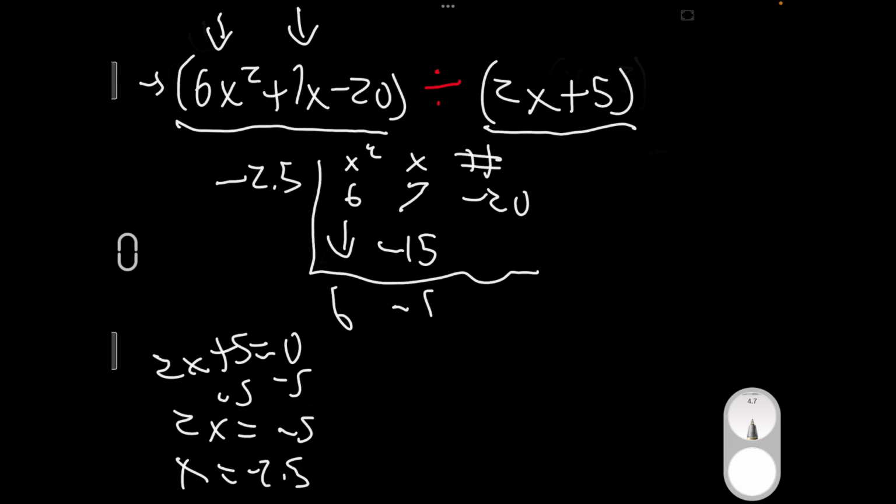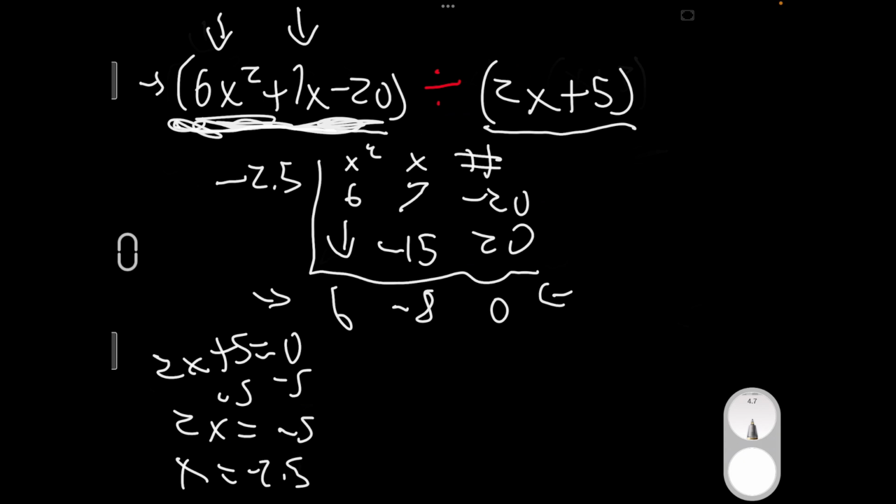Negative 8 times negative 2.5 is 20. And 20 plus negative 20 is just 0. Since this number is a 0, we know that 2x plus 5 is a factor of this function right here. Now we could get the answer from these numbers.